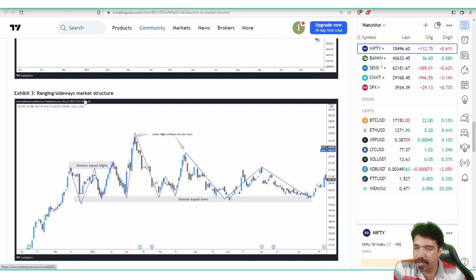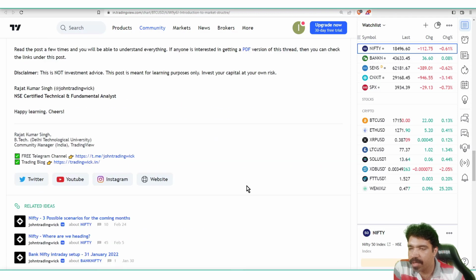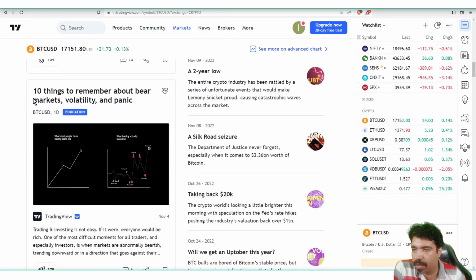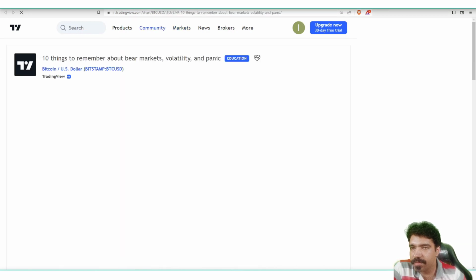And third is the sideways movement. You can see that we have a local support and local resistance. So these equal highs can be treated as the local resistance, and this can be treated as local support, and the price is moving between local resistance and support, and this can be considered a sideways movement. So that's how you can read the articles and get to know more about the market structure. Also, we have one article called 10 things to remember about bear markets, volatility and panic.